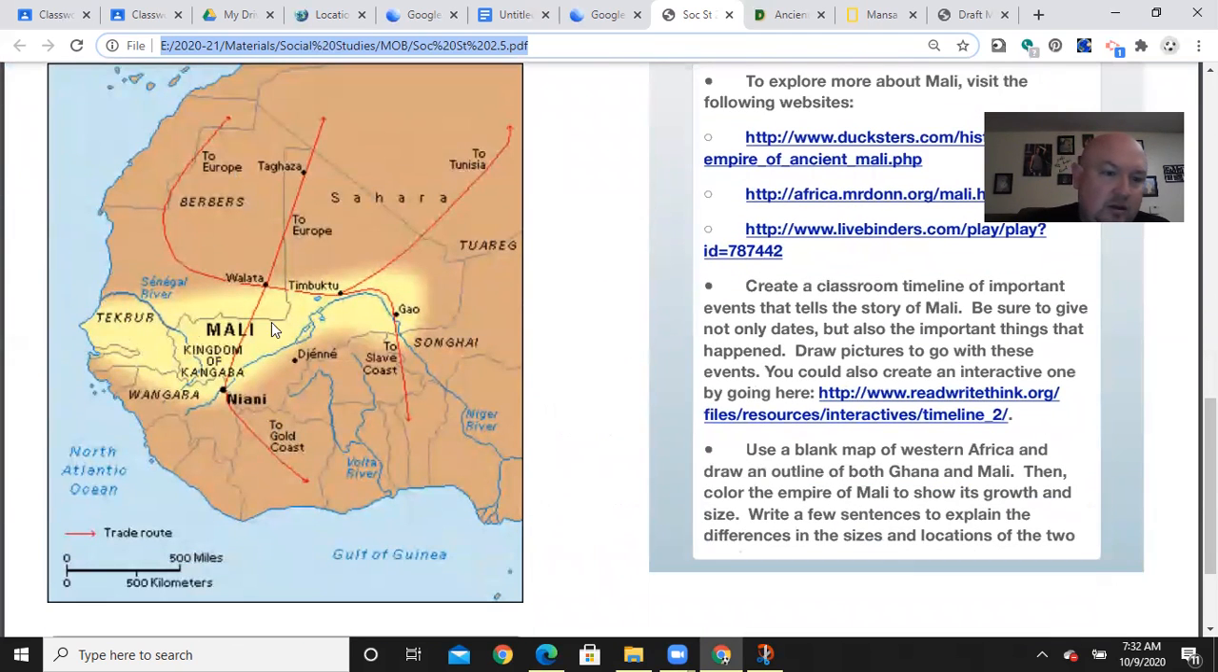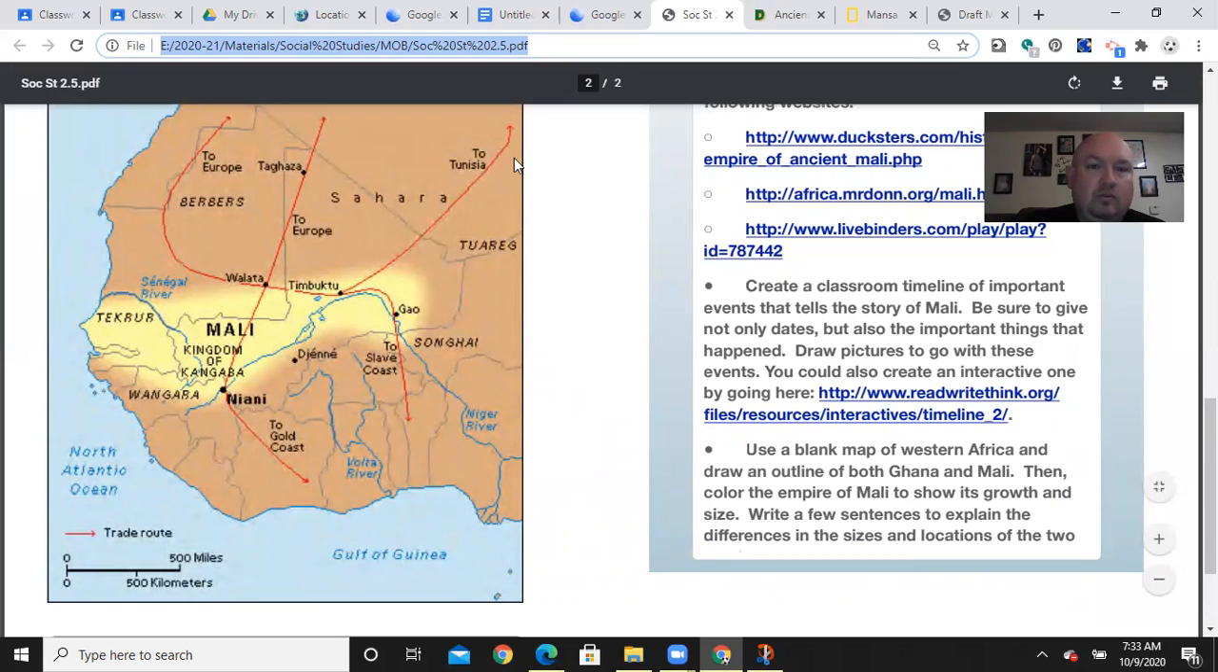You can see originally Ghana was down in here, while Mali stretches further out, so it goes beyond Timbuktu and down towards Shanghai, and then does come all the way back to the Atlantic coast. It's still at the center of trade routes, right through here. That would take you to Europe, out towards North Africa, Tunisia, down here to the coast, Gold Coast or the Slave Coast, and then from there, you could travel in any number of directions.